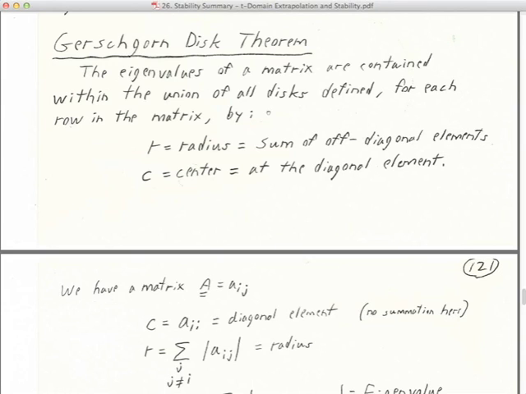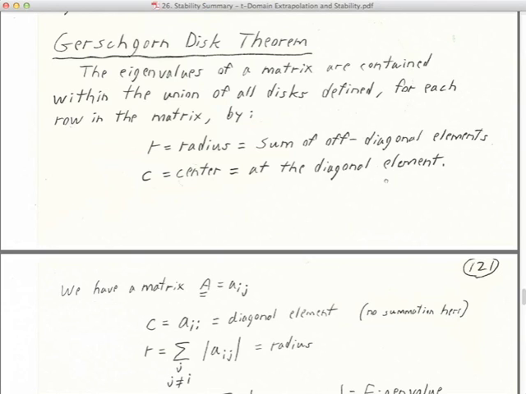If the disk overlaps the origin of complex space, the zero point, then you've got the possibility of a zero eigenvalue. Eigenvalues can be complex; that's no problem, even though everything here is real. Now, what about each row defines the disk? The sum of the off-diagonal elements in a row defines the radius, and the center of the disk is defined at the diagonal element. So the radius is the sum of the off-diagonal elements, and the center is the diagonal element itself.